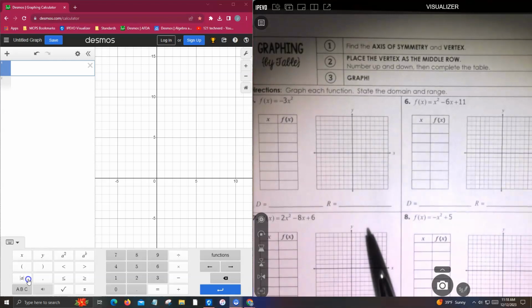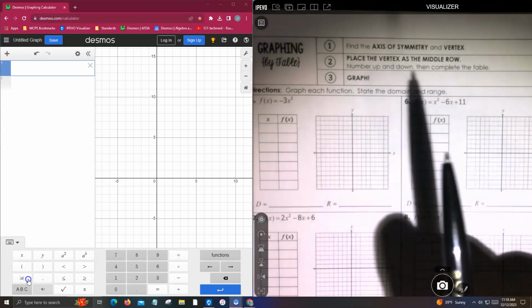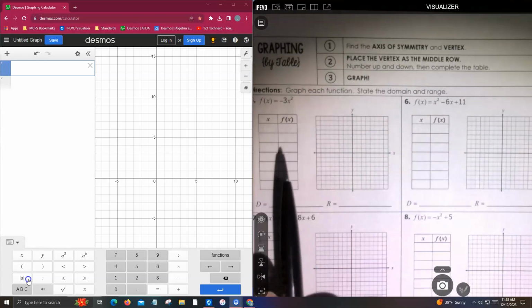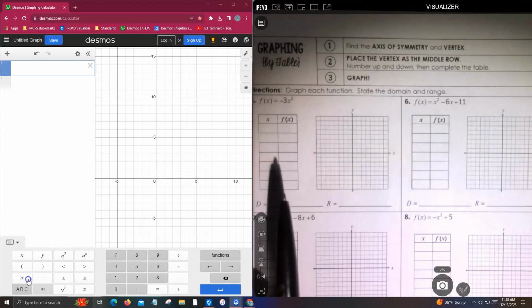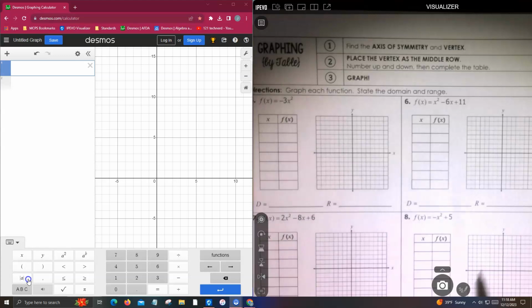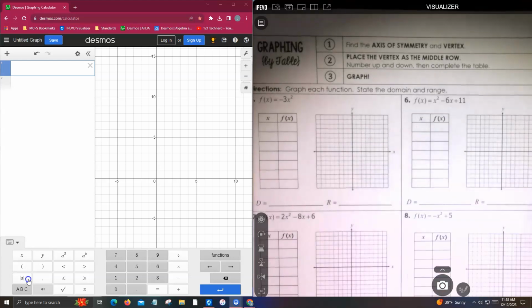All right, so find the axis of symmetry and vertex. We need to do that. We need to place the vertex in the middle row of our table. That's why you have an odd number of boxes, so you can put 1 in the middle and 3 on either side of it, and then you're going to graph it. And then we have to graph our function and state the domain and range.